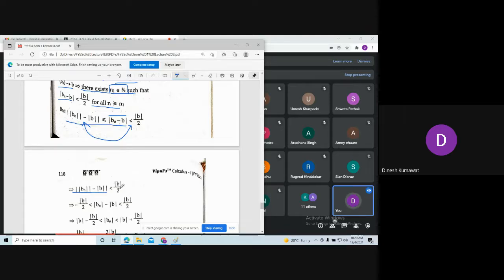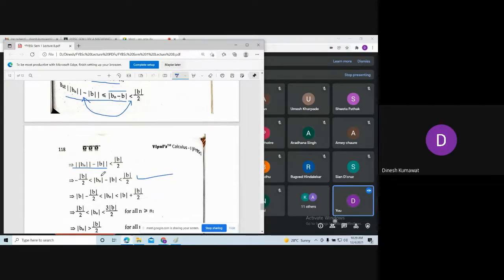Now you just open this modulus using the property of real number. So I can write it as minus mod b by 2 is less than mod bn minus mod b is less than mod b by 2. Till here understood? Yes, sir. Okay. Now add mod b throughout this inequality. So in the middle we are just left with mod bn. And on the right hand side we are having 3 by 2 times mod b, and on the left hand side we are having mod b by 2. And this is true for all n bigger than or equal to n1.